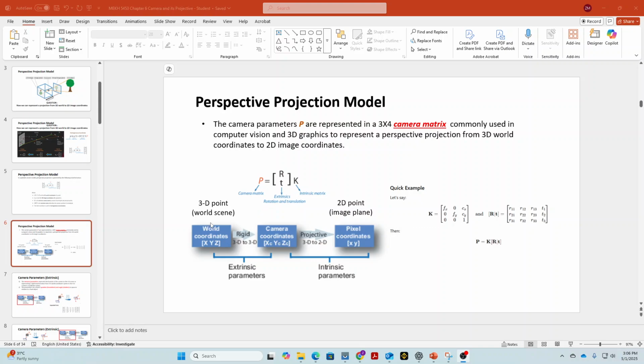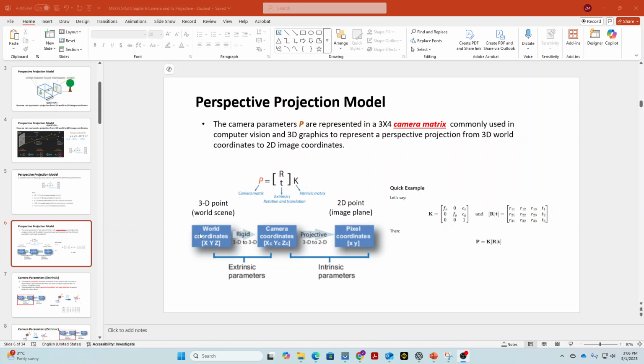So you have the 3D world here, and then you have the 2D on the image plane. In between that, you have the pinhole camera, right? That will be known as the camera coordinates, denoted by XC, YC, and ZC. This is the original world coordinate, normally denoted by XW or capital XYZ. Later you have the pixel coordinates, which is on the sensor, x and y.